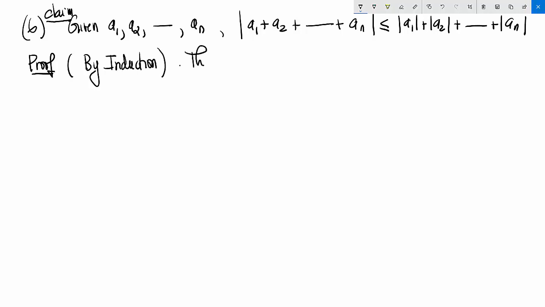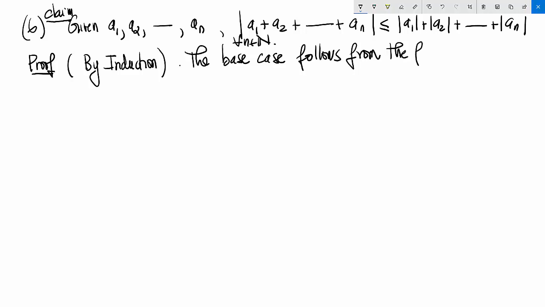And the base case follows, this is for every natural number. Forgot to say that here. For every natural number. Okay. So the base case follows from the fact that the absolute value of a1 is actually equal to the absolute value of a1. All right, so there really is nothing to prove here.